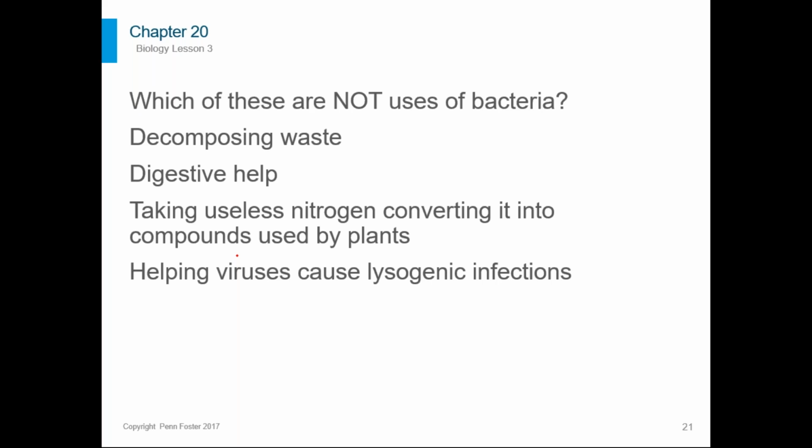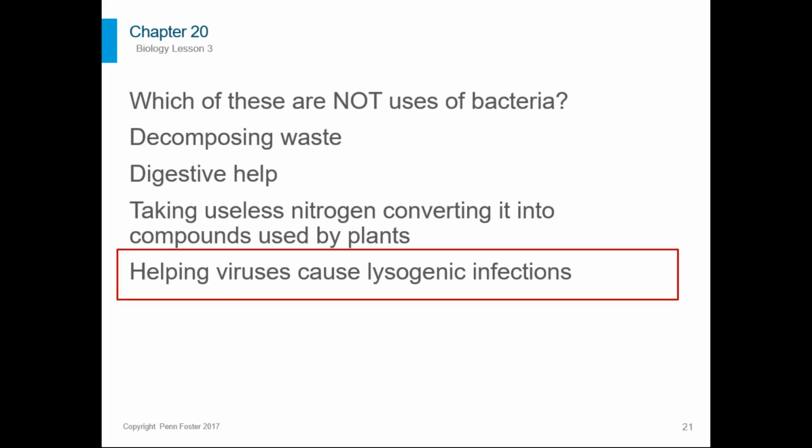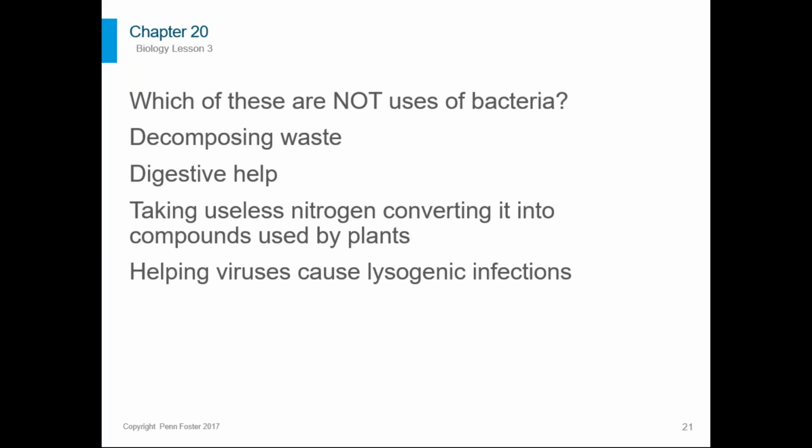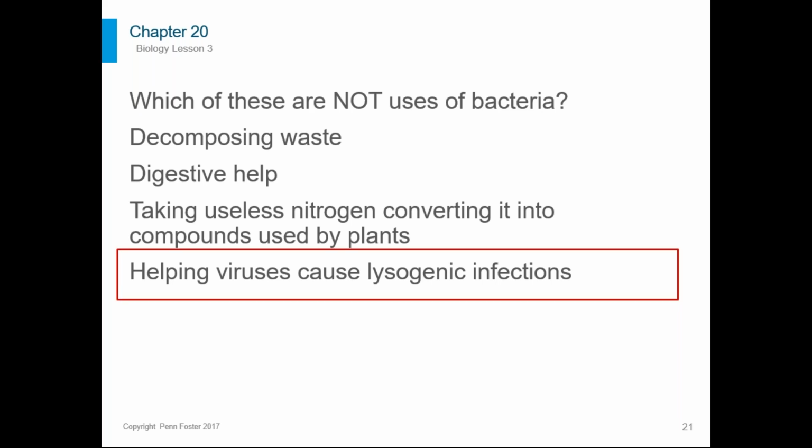So our options are decomposing waste. That is something that bacteria does. Digestive help. Yes, you have bacteria living in your guts that do a lot of digesting for you. Taking useless nitrogen from the air and converting it into compounds used by plants. Yes, we need bacteria for that. And the last one is the one that's not true. They do not help viruses cause lysogenic infections. Okay, bacteria are sometimes what's being infected by a virus.